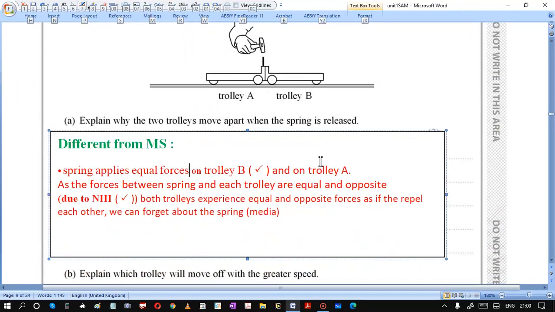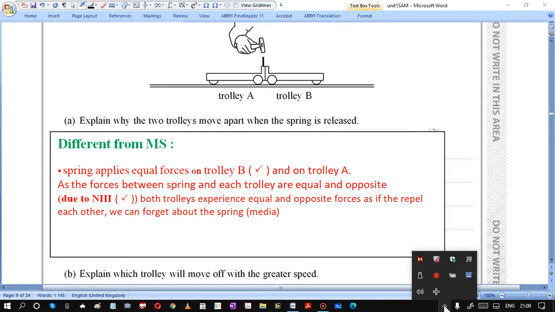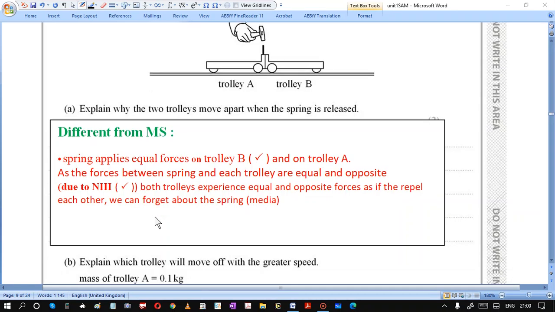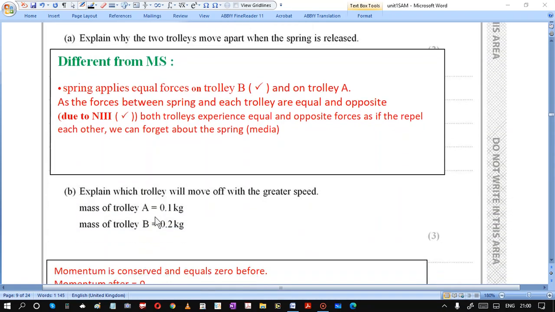Two trolleys. A spring applies equal forces on trolley B and on trolley A. As the forces between the spring and each trolley are equal and opposite due to Newton's third law, both trolleys experience equal and opposite forces. As if they repel each other, we can forget about the spring.